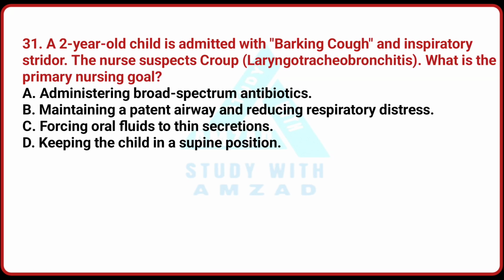Next question. A 2-year-old child is admitted with a barking cough and inspiratory stridor. The nurse suspects croup. What is the primary nursing goal? Option A, administering broad-spectrum antibiotics; option B, maintaining a patent airway and reducing respiratory distress; option C, forcing oral fluids to thin secretions; option D, keeping the child in a supine position.